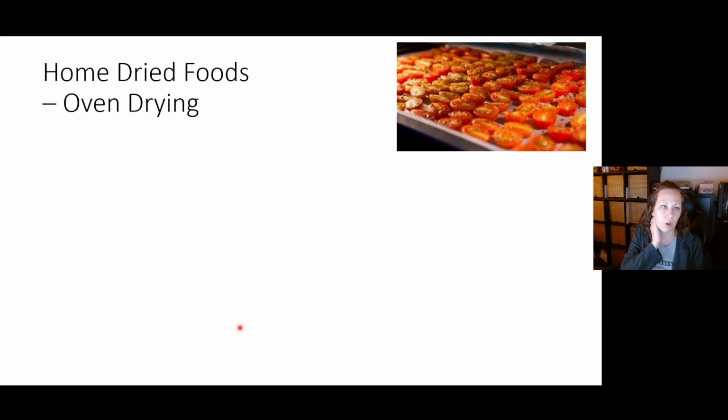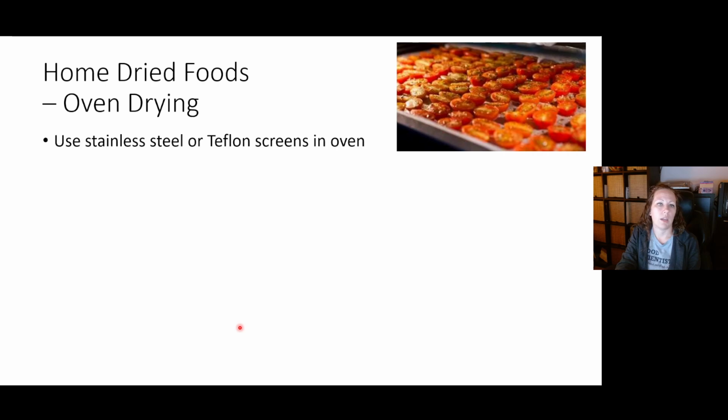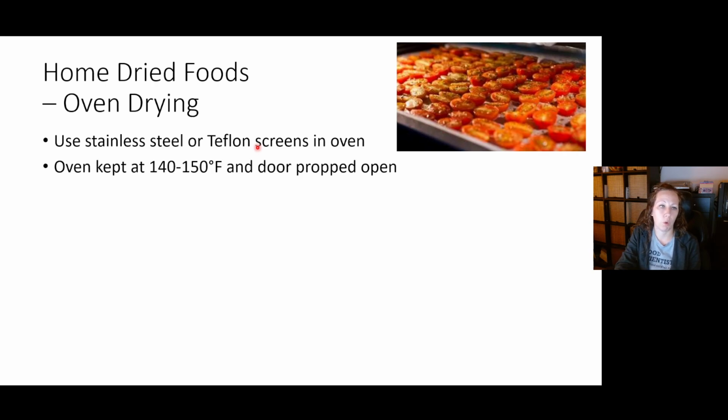The second method for home drying foods is oven drying. And so you're going to put the food on stainless steel screens. So screens that are going to have holes in it, right? So the moisture can escape in either top or bottom direction. And keep your oven at 140 to 150. So very mild temperature. You're not actually cooking anything. And leave the door propped open for that airflow, right? Most ovens don't actually have a fan, so you definitely need the door propped open for the airflow. And it's not going to be as good airflow as if you had a fan.